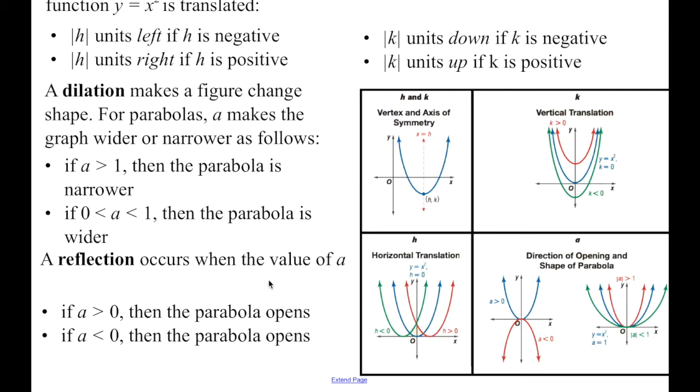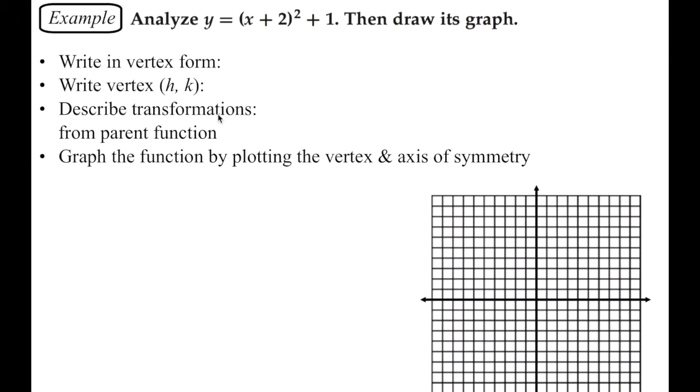I mentioned that you are a little bit familiar already with reflections, and that happens when a changes sign. So if a is negative, then the parabola opens down. If a is positive, then it opens up. So let's look at some examples.